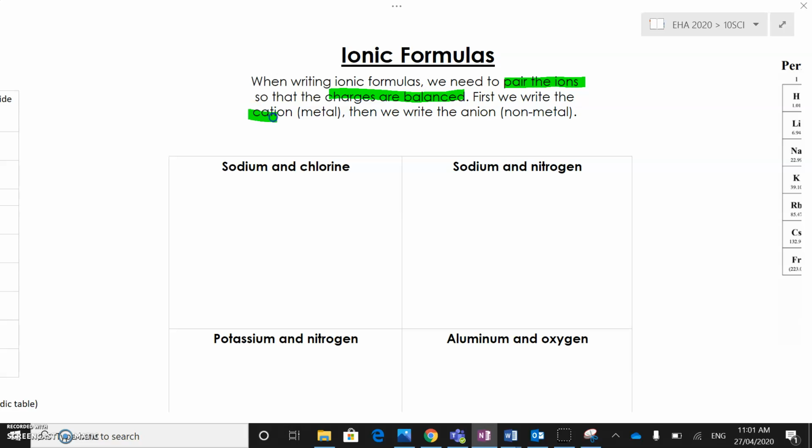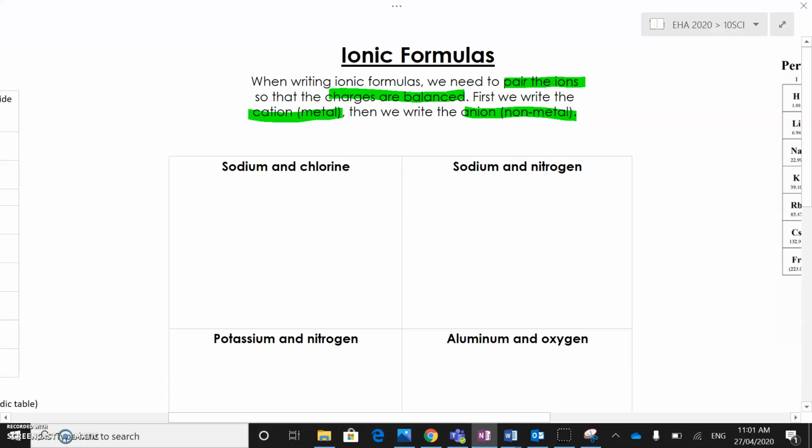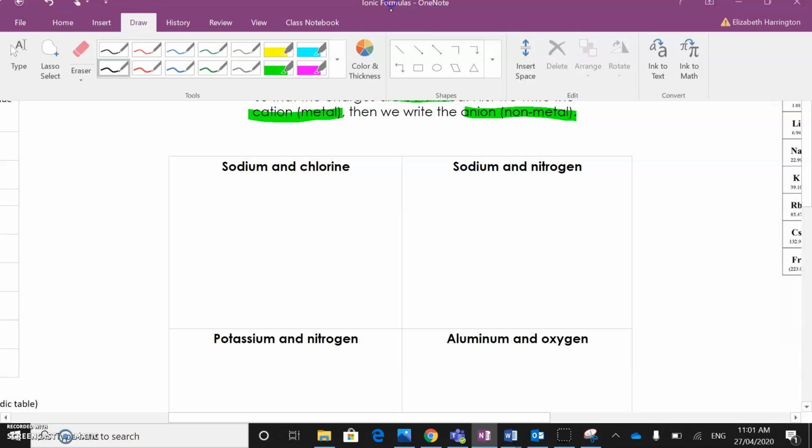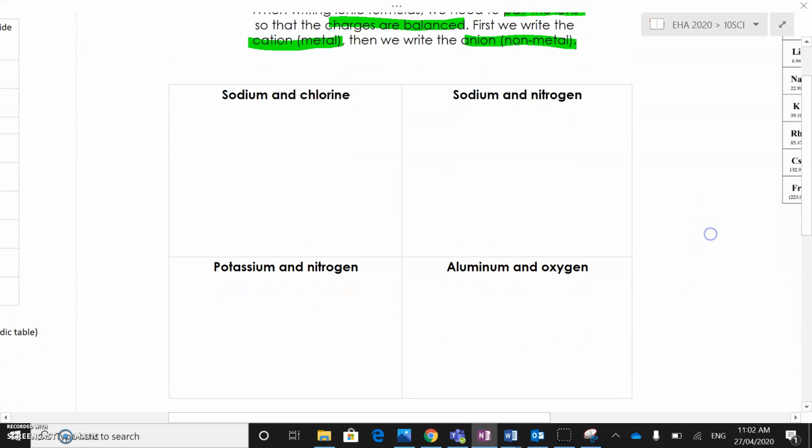First, we write the cation. Now, cation is our metal because those are our positively charged ions, and then the anion, which are negatively charged. Because of the nature of a negatively charged ion and where it has to live on the periodic table, we know that those are our nonmetals. So, conveniently, in each of our examples in this little table underneath, the metals are actually the first things that are listed.